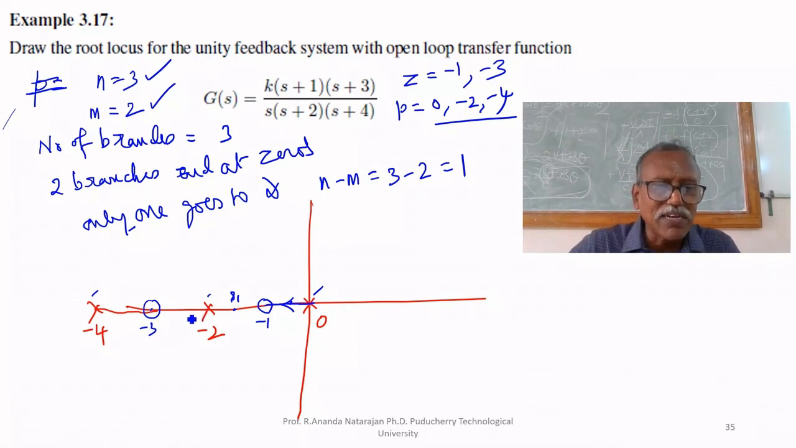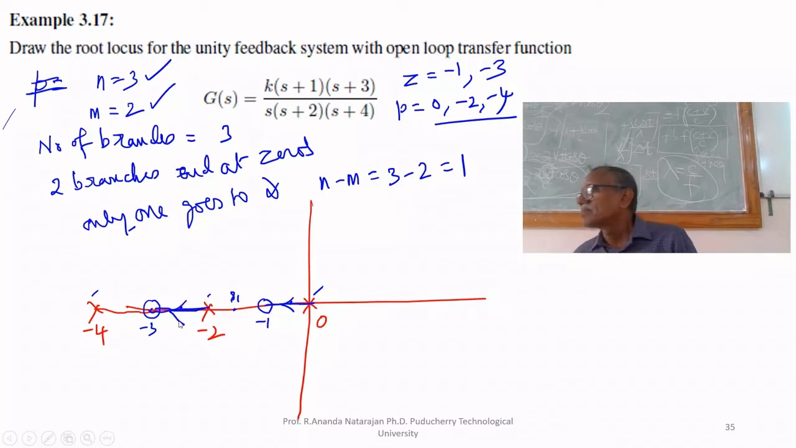If we select any point between minus 2 and minus 3, to its right, how many poles and zeros? Odd number of poles and zeros. So you will get 180 degrees. Therefore, any test point between minus 2 and minus 3 is part of the root locus. Therefore, it starts at minus 2 and ends at minus 3. That is also root locus.